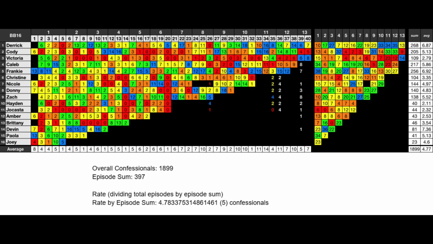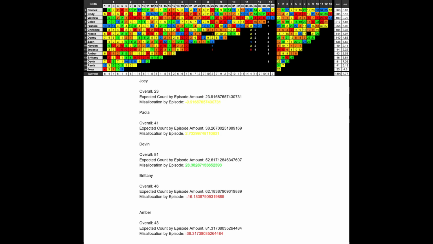So, to start things off, Big Brother 16 has an overall confessional count of 1,899 and a total episode sum of 397, causing for a rate by episode sum of 4.7833, which is rounded up to 5 confessionals, or diary rooms. Jory has 23 diary rooms, and her expected count by episode amount is 23.916, causing for a misallocation of minus 0.9168. So she doesn't even have a negative 1 diary room count. So her diary room count is very balanced.